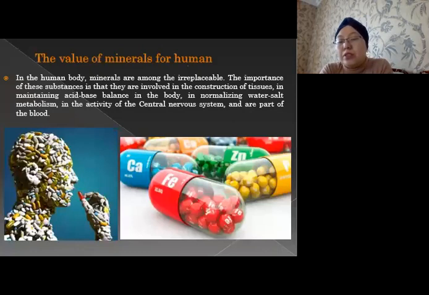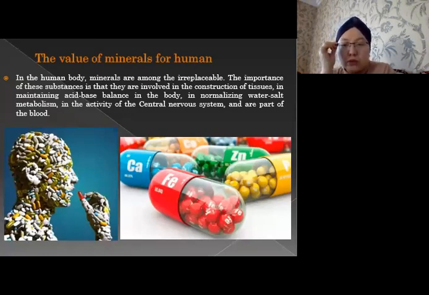So, the value of the minerals for humans. In our body, minerals are irreplaceable, and the importance of these substances is that they are involved in the construction of the tissues, in maintaining the basic acid-base balance in the body, and normalizing water-salt metabolism, in the activity of the central nervous system, and they are part of the blood. We said that the main mineral, which is contained in hemoglobin, when we talked about the proteins, the function of the hemoglobin protein is not possible without this element, ferrum. The other elements also have their specific functions in our body.